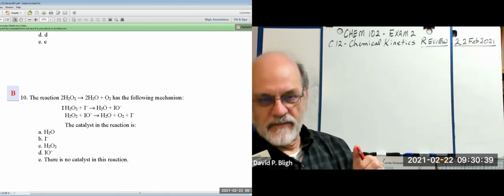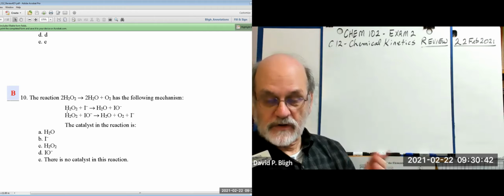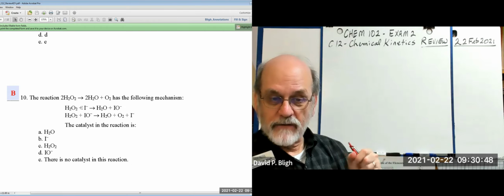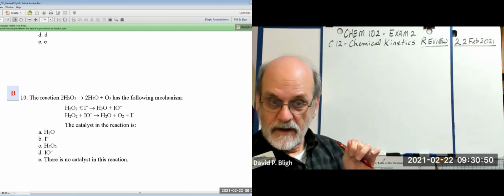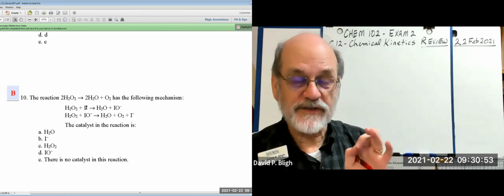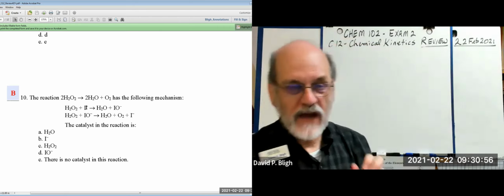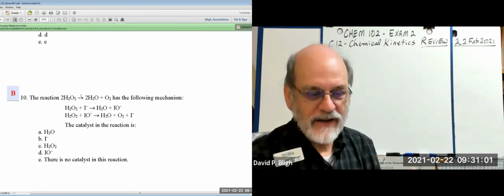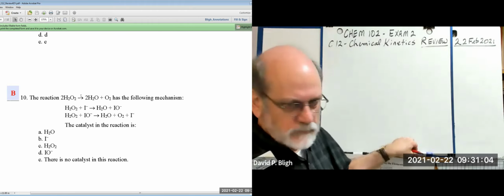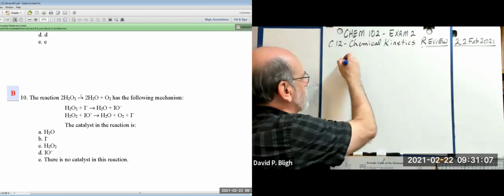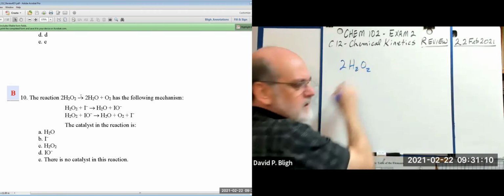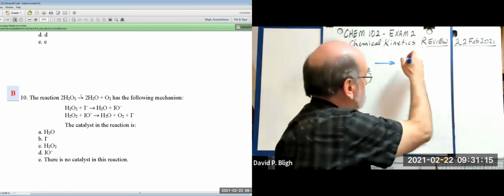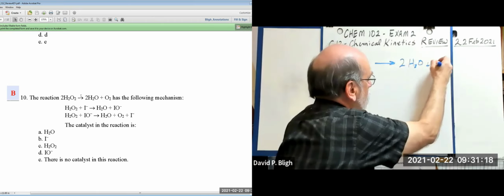Well, that being said, this is what the mechanism looks like. One proposed mechanism. Notice that whenever you see a mechanism, that's the only place that you're going to see the catalyst. The overall reaction will not have the catalyst in the equation. Usually if we write something like that, we would have this. This is number 10. And it would yield 2 waters and 1 oxygen.